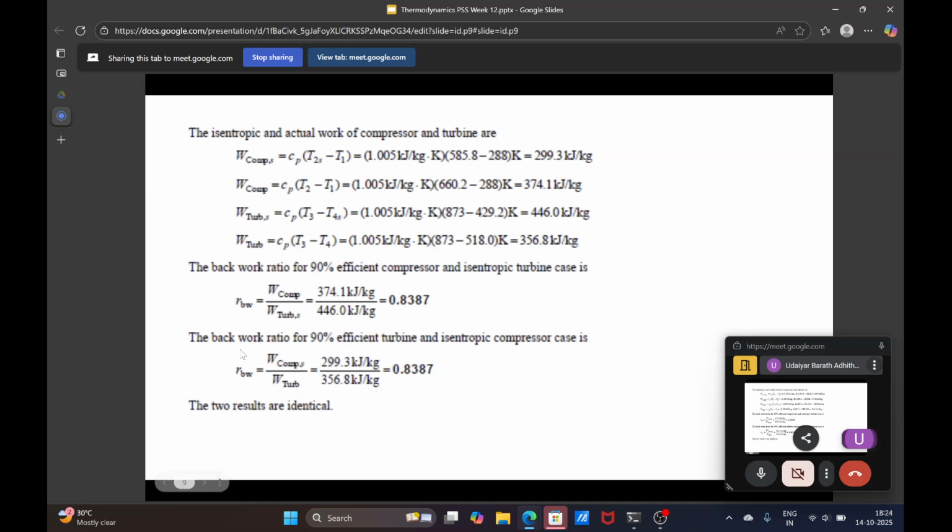Similarly, the back work ratio for the turbine, if it is 80% efficient, in that case, again if you substitute the values, comes out to be 0.8387. So the two results are identical.